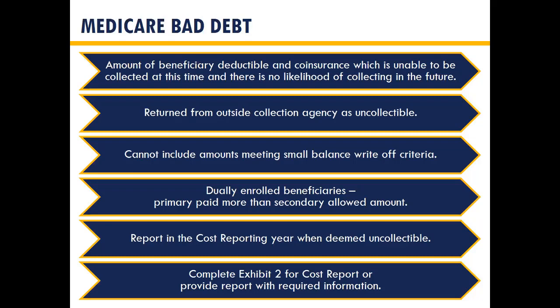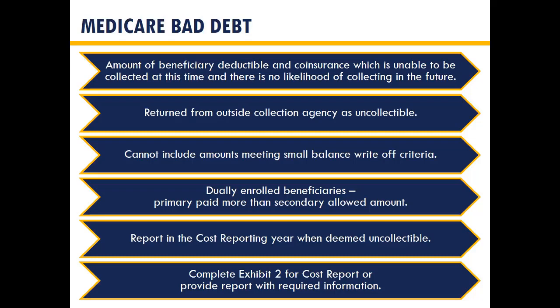If you have a small balance write-off policy, these amounts are an administrative adjustment, and you can't report those as bad debt either. When a Medicare beneficiary is dually enrolled with Medicare and Medicaid, and your state's Medicaid doesn't pay the full amount of the deductible and coinsurance amounts reported on the Medicare EOB, basically saying the primary paid more than they would allow, you can claim that difference as Medicare bad debt at the time that you have the EOB in front of you. So it's reported in the year that it's identified as uncollectible by completing Exhibit 2 of the cost report.